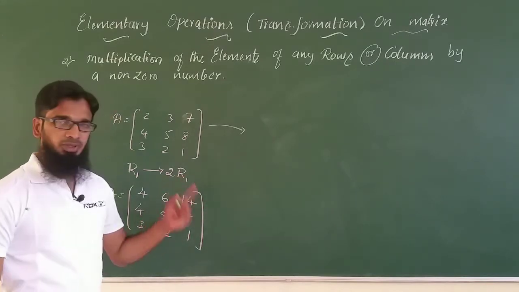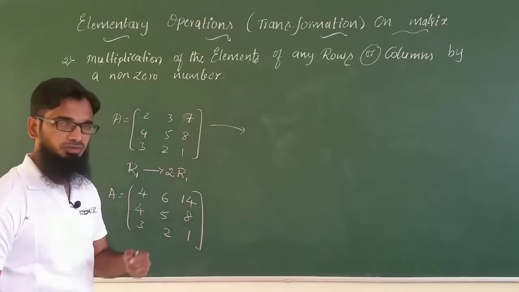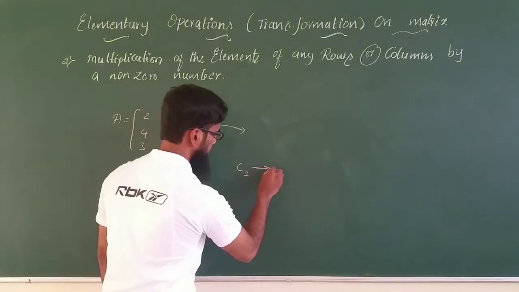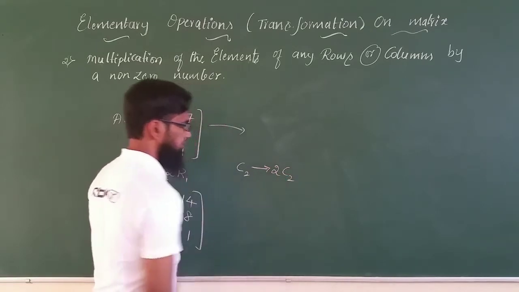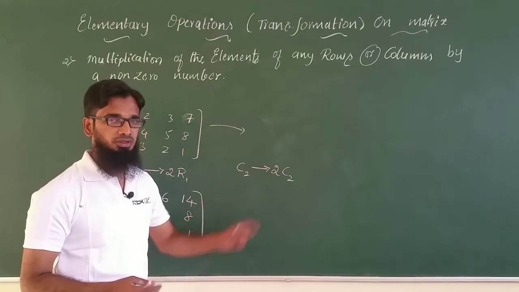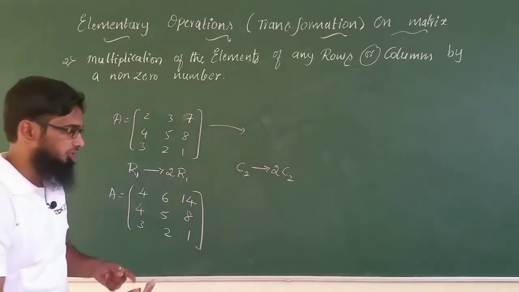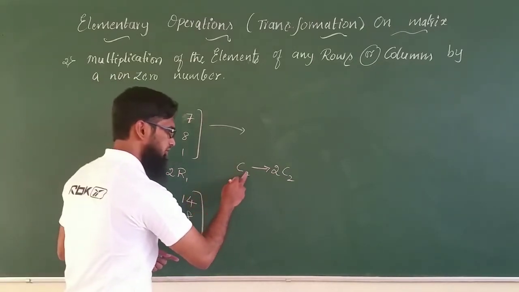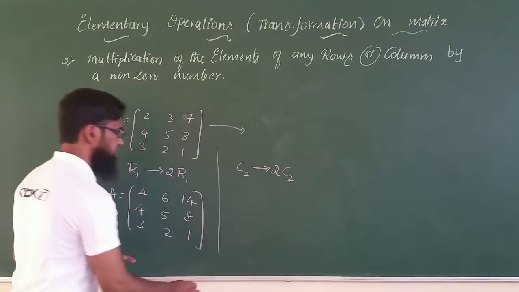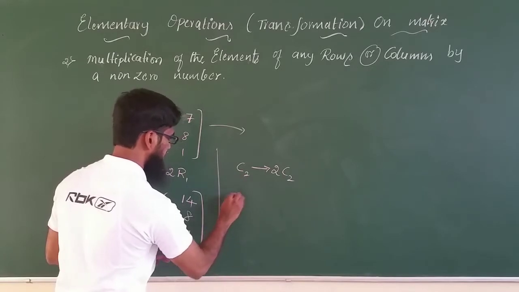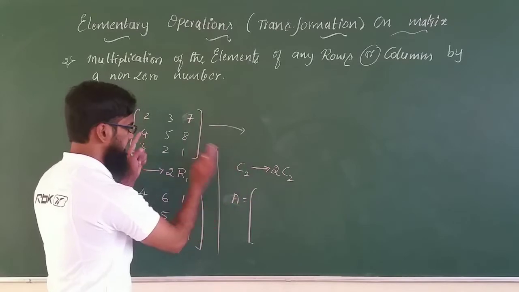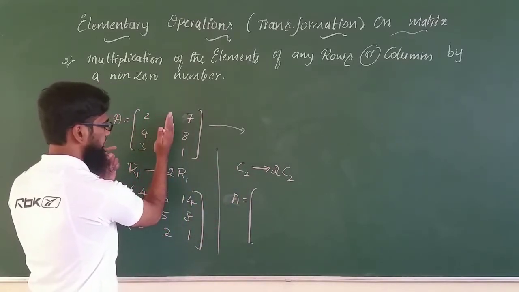Now similarly I can apply this rule, that is the operation, for the columns of the matrix. Suppose I take C2 changes to 2C2. That means I am multiplying a non-zero number, that is 2, for the C2 elements, then the C2 elements change. So C2 changes as 2C2. This matrix A becomes, so I have to multiply 2 for the second column elements, because these are C1, C2, C3.